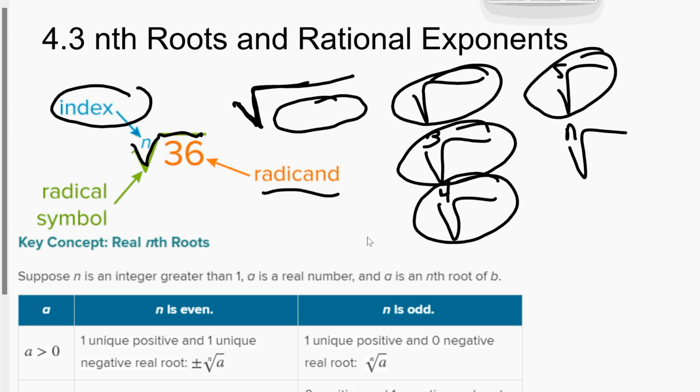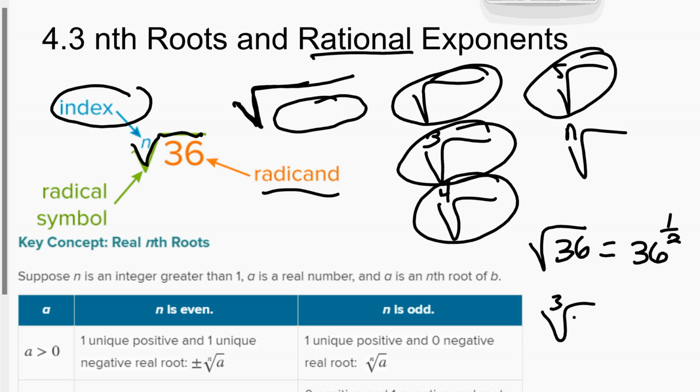Now what we can do is turn any radical, like a square root, into an exponent. If I have the square root of 36, I can turn that into 36 raised to a half power. That's where we get rational exponents, fractional exponents. The cube root of 36 would be 36 raised to the 1/3. A fourth root would be 36 raised to the 1/4, meaning what times itself 4 times is 36.